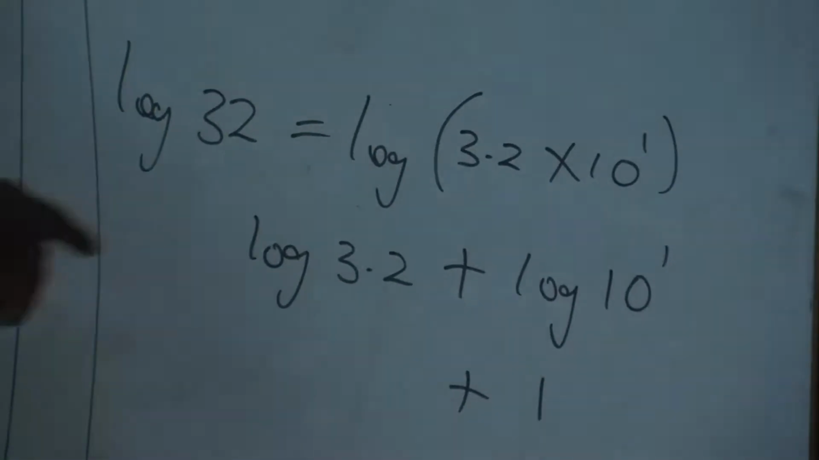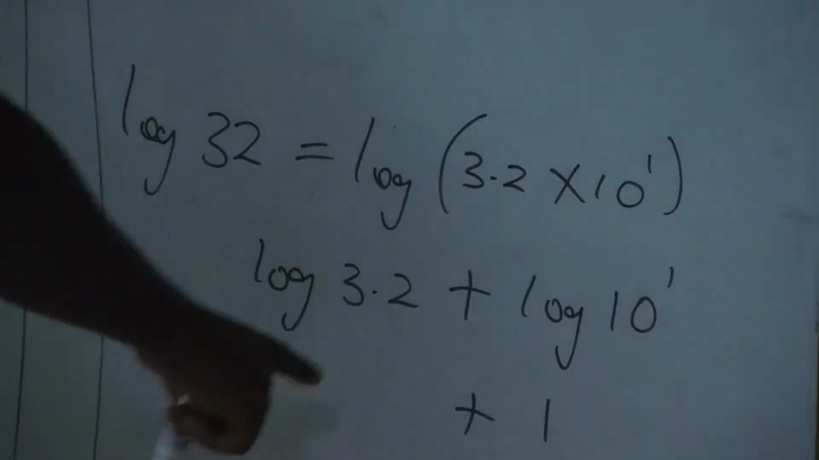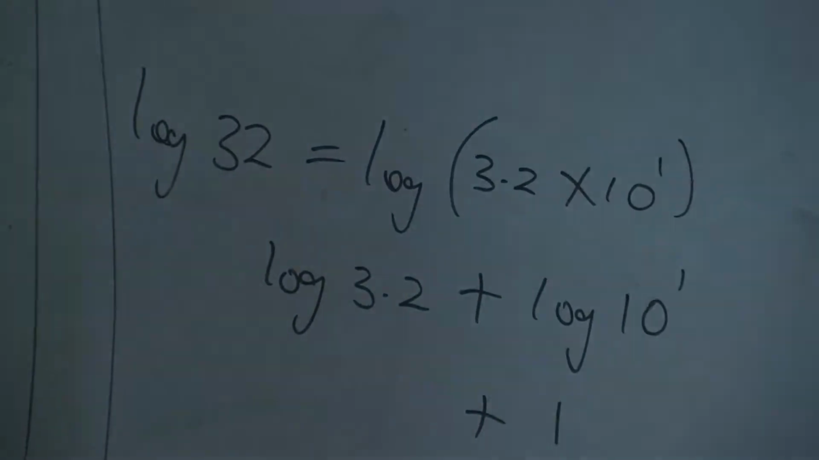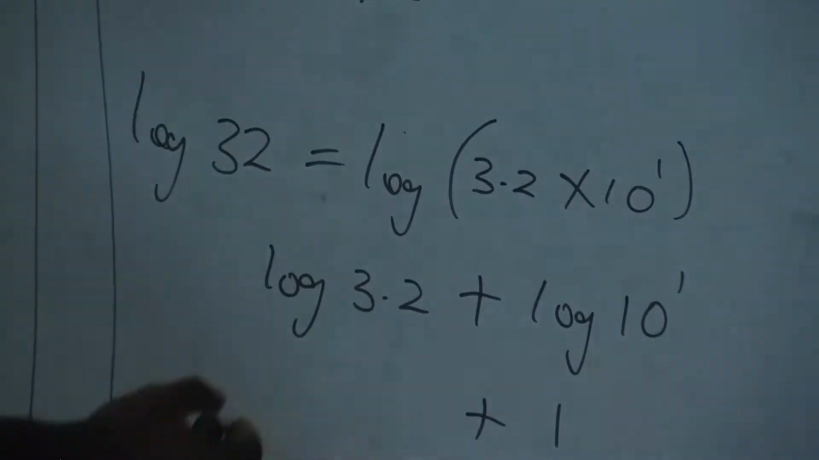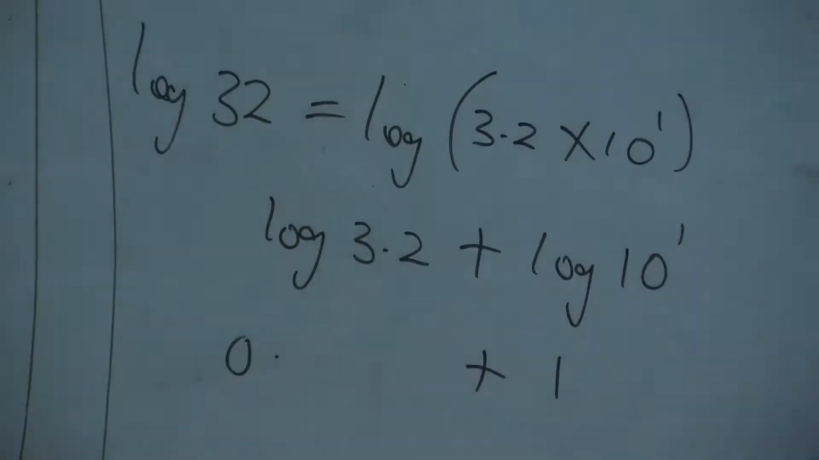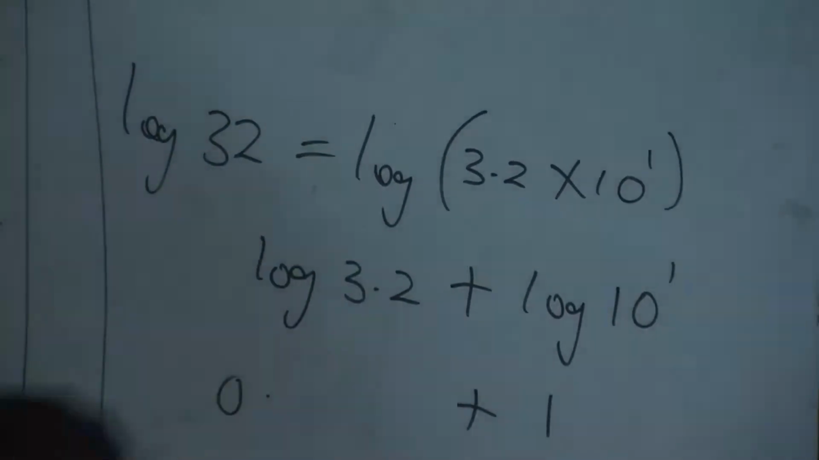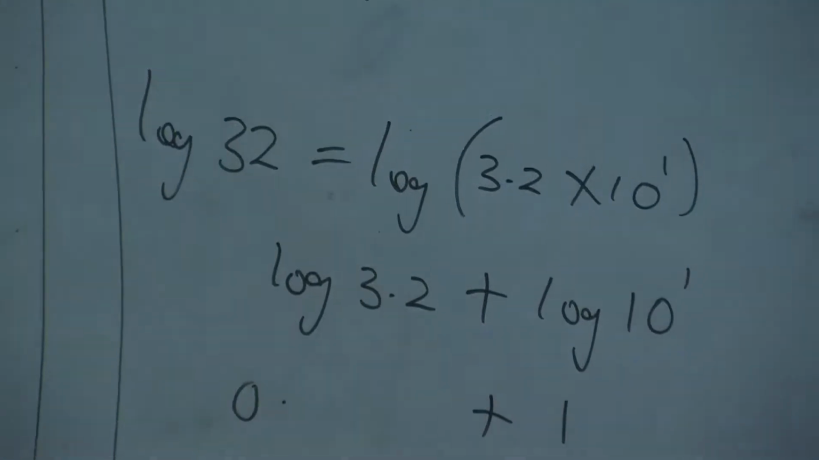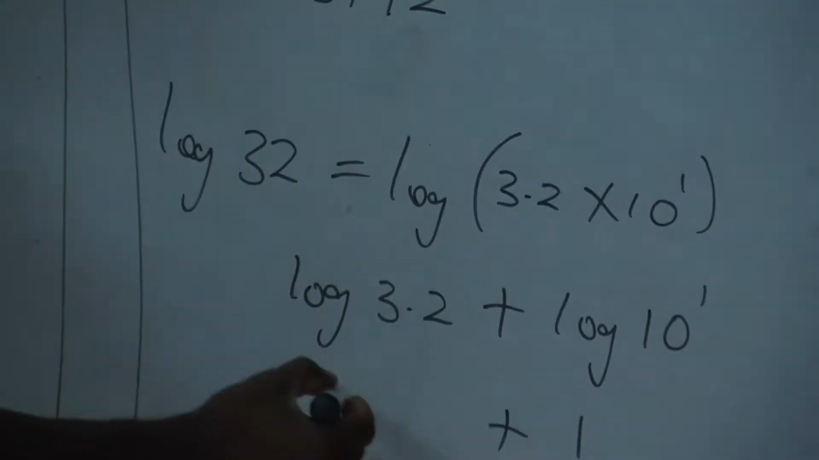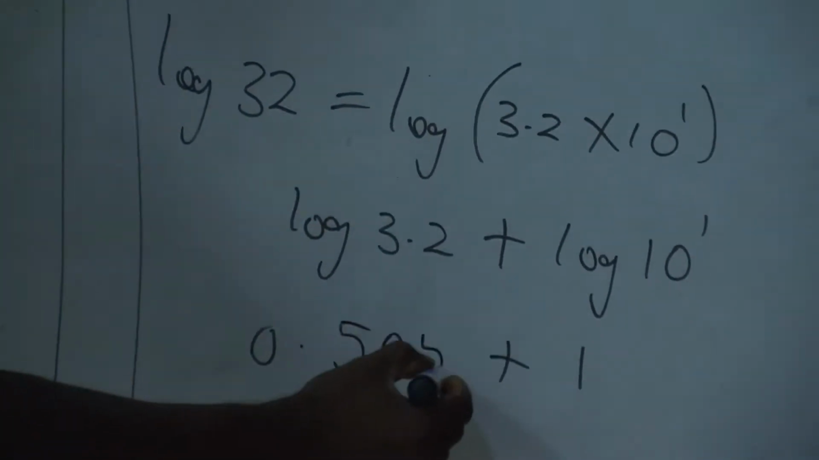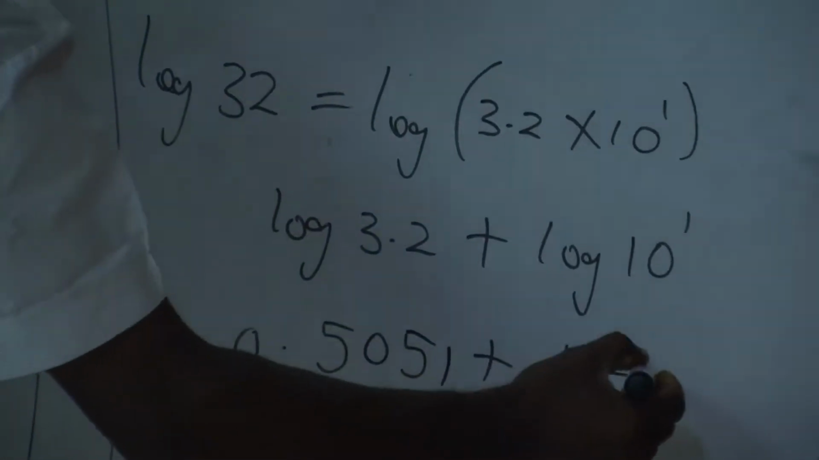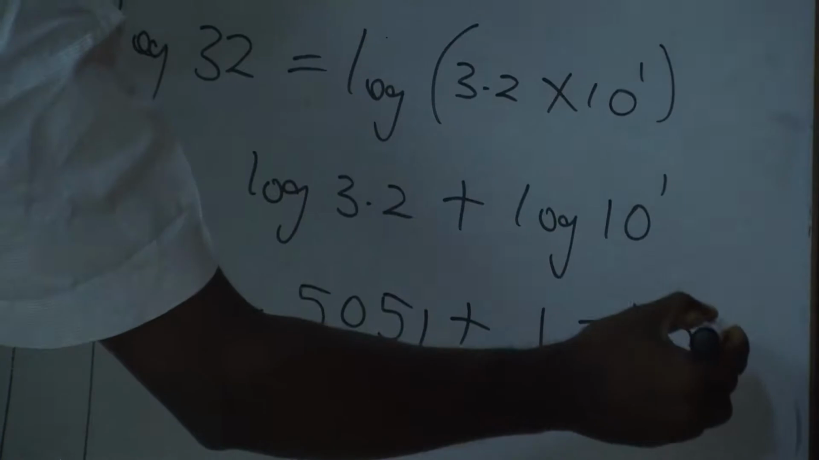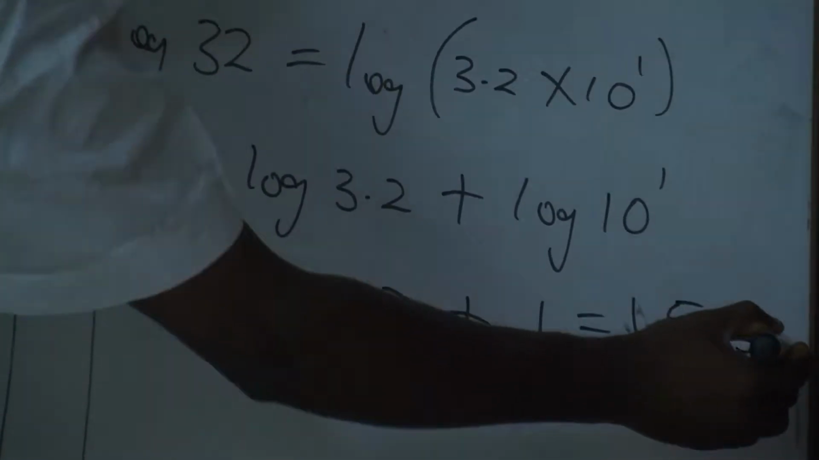And note this, that 3.2 is a number between 1 and 10. That means the log value also will be between 0 and 1. So, you know that will be 0. All you just need to do is ignore the decimal point and find out what we have in column 32 under 0, which also will give us 5051. And this equals 1.5051.